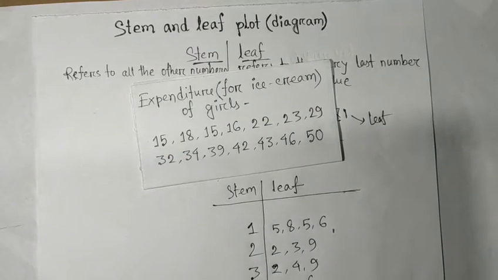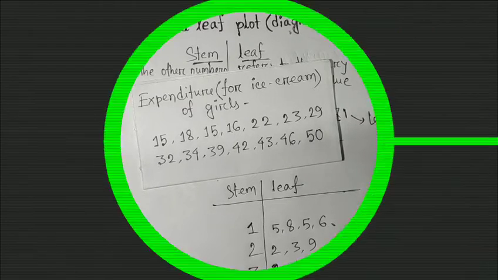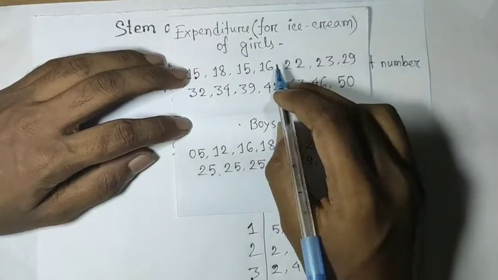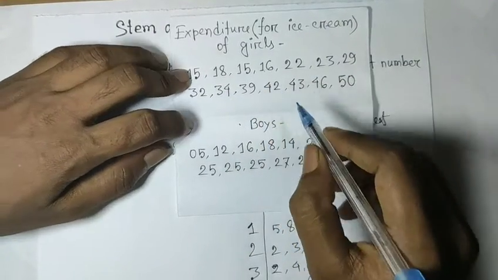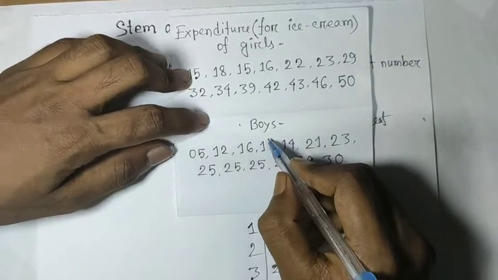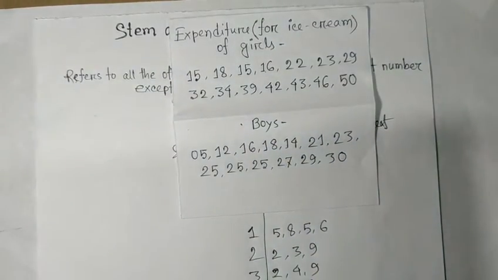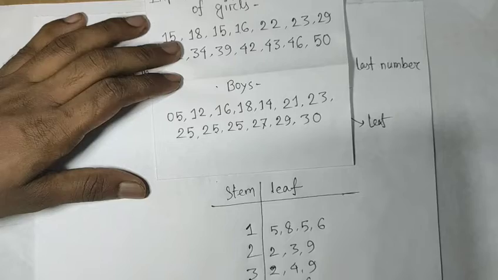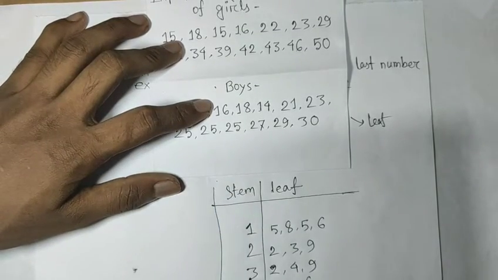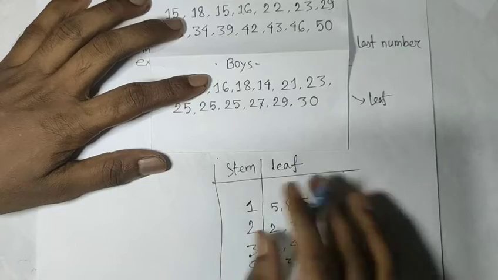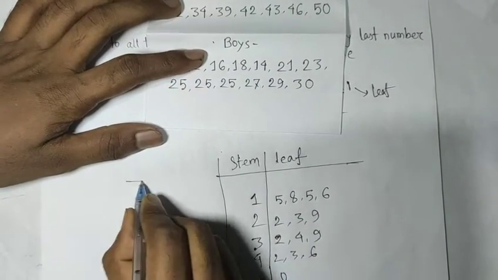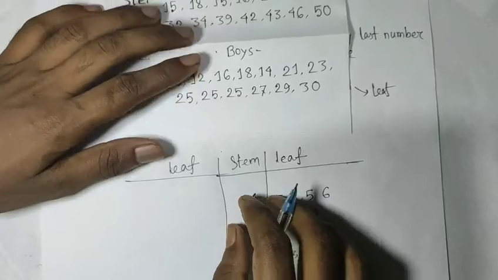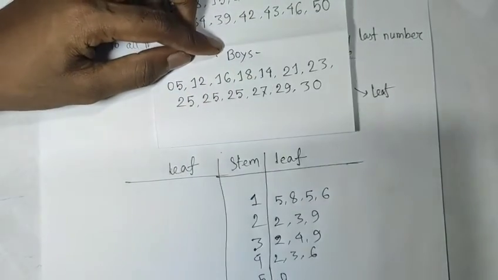There's another stem plot that's called the back-to-back stem plot. That's the option for comparing data from two populations or two samples. That means here you can see the expenditure for ice cream of girls, and also you can see the expenditure for ice cream of boys. And if we want to represent both of this data in a stem and leaf plot, for this representation we can use another vertical line on the other side of the first used leaf, and on this side we can also write the other values as leaves.